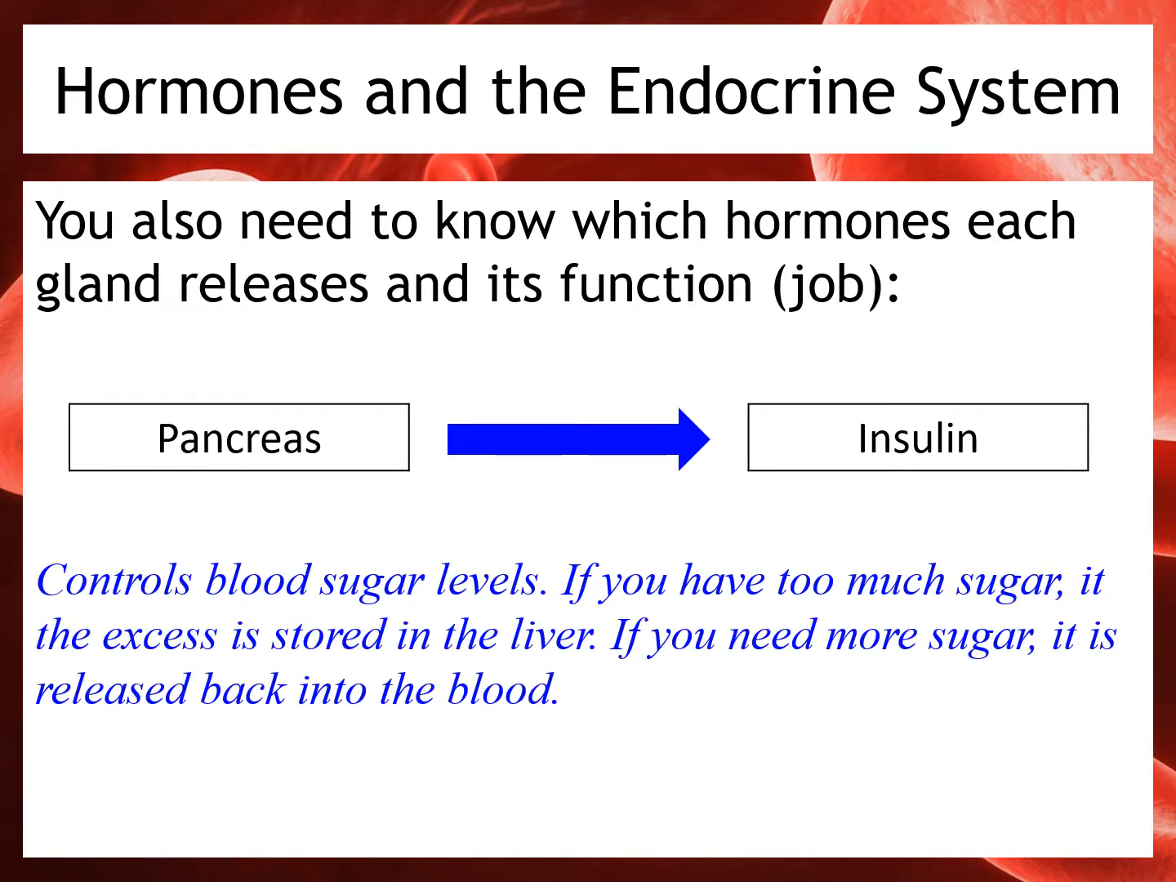Next, we're going to look at insulin, which is produced in the pancreas. Insulin controls blood sugar levels. Remember, we also call blood sugar glucose. If you have too much sugar or glucose in the blood, then it makes the blood a bit thick and stodgy. It's not as efficient, so we need to store the excess or the extra sugar in the liver. Insulin makes sure we have exactly the right amount of sugar to give us enough energy to stay alive, but not so much that it compromises our blood.